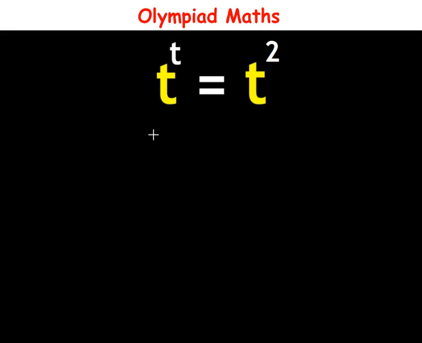Hello everyone, in this video let us solve this question. We have t raised to power t is equal to t raised to power 2. Here, we are to solve for the value of t. So t is the unknown in this question.